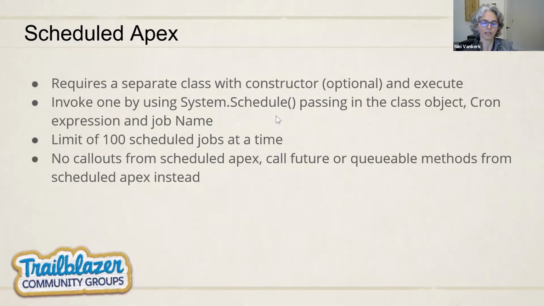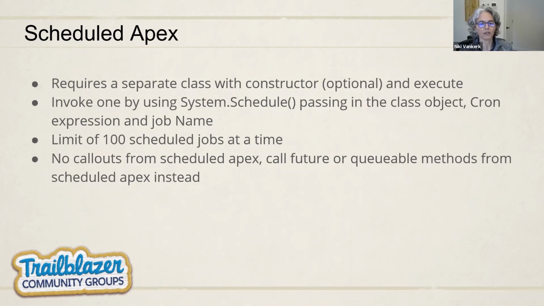And there's a limit of only 100 jobs that can be scheduled at any one time for your company. So you have to be a little bit careful with how many you're going to schedule. You cannot do callouts from a scheduled Apex. So a lot of times you'll see, which I think I showed you briefly with the exchange rate, you schedule Apex and then you make an asynchronous call. Like, you call a future method or you call a Queueable from inside your scheduled Apex. And the actual scheduled Apex itself does nothing other than call that thing. That's a way to get around that.